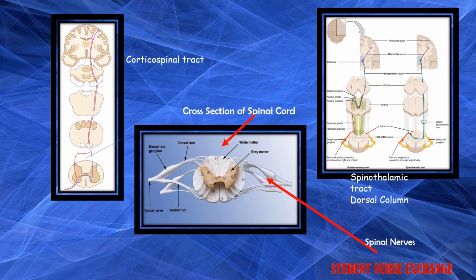The main motor tract is the corticospinal tract, and this is what carries information to have a motor response. So it starts up in the brain and comes down our spinal cord, and this is the one that crosses over in the medulla of the brain stem. So the right side of the brain controls the left side of the body, and the left side of the brain controls the right side of the body because of this crossover in this motor tract.